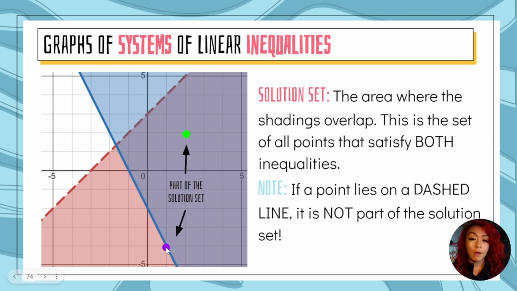This point on the blue solid line is also part of the solution set. Notice how it lies on the border of the area where the shadings overlap, and it's also on a solid line, right? Solid line means it's included, it's equal to. So since it's on a solid line and on the border of the solution set, it is also part of the solution set.